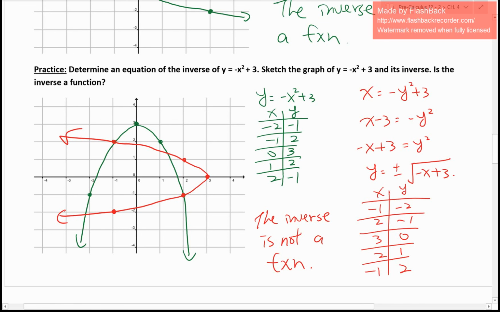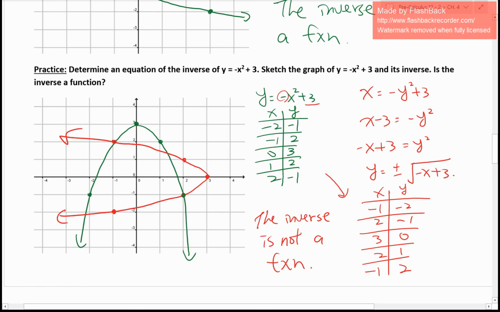Okay, so again, there's my y equals negative x squared plus 3. It's a parabola opening downwards, but also moved up by 3. You can see, moved up by 3 and flipped over the x-axis. So there's my parabola. I made a table of values there, and there's my corresponding inverse table of values.